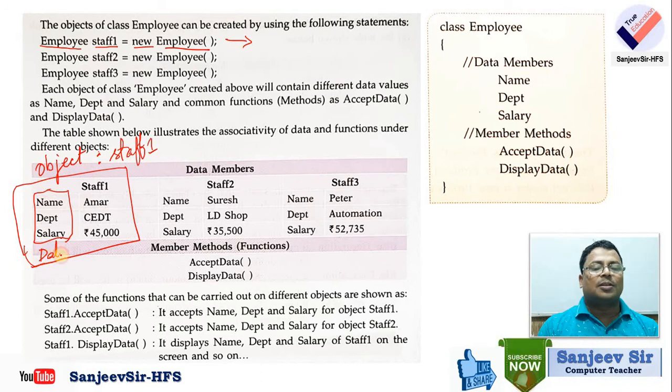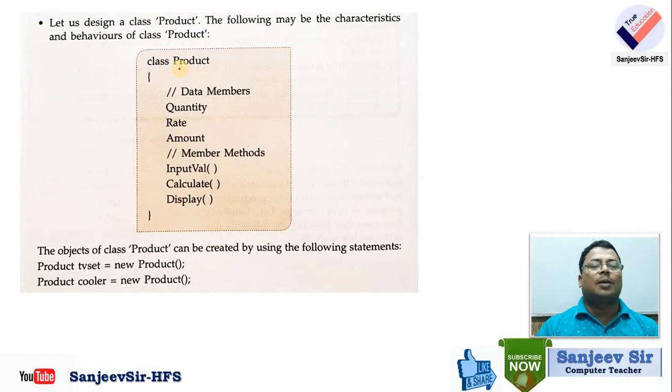This is known as data, and this is known as data values. These are the data values of that particular member: name is Amar, department is credit, CEDT, and salary is this one. Okay, so now we understand another thing about that product.